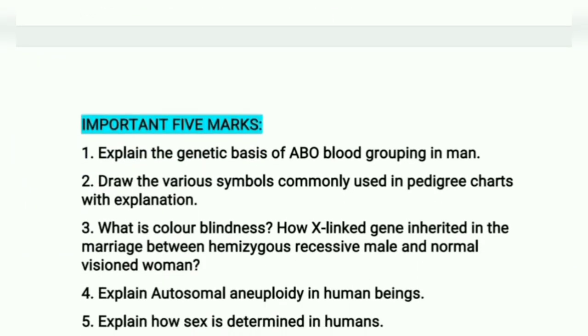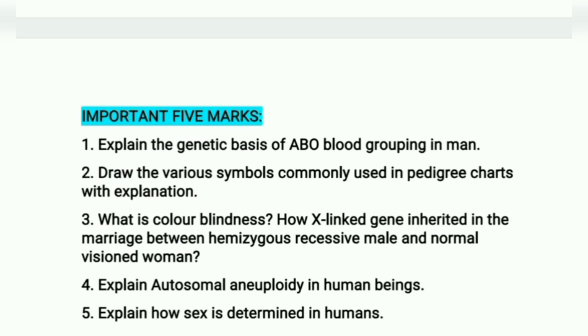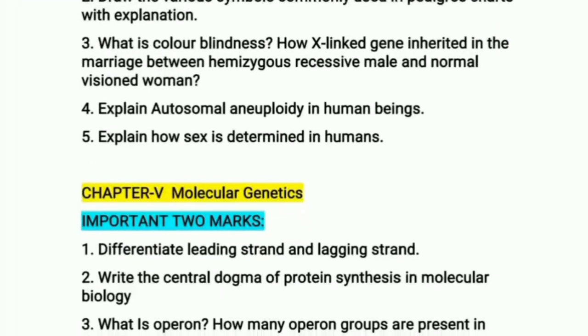Important 5 marks. Explain the genetic basis of ABO blood grouping in man. Draw the various symbols commonly used in pedigree charts with explanation. What is color blindness? How is an X-linked gene inherited in the marriage between a hemizygous recessive male and a normal vision woman? Explain autosomal aneuploidy in human beings.